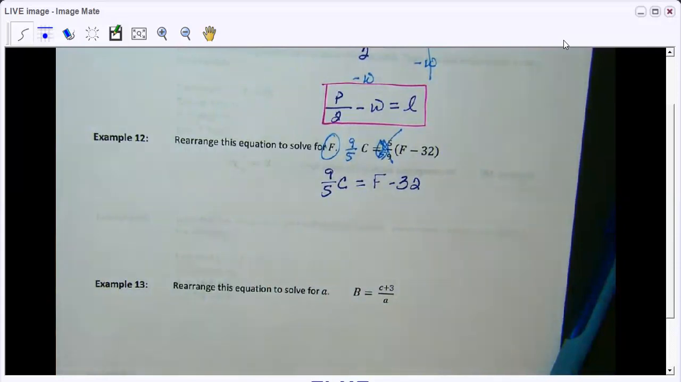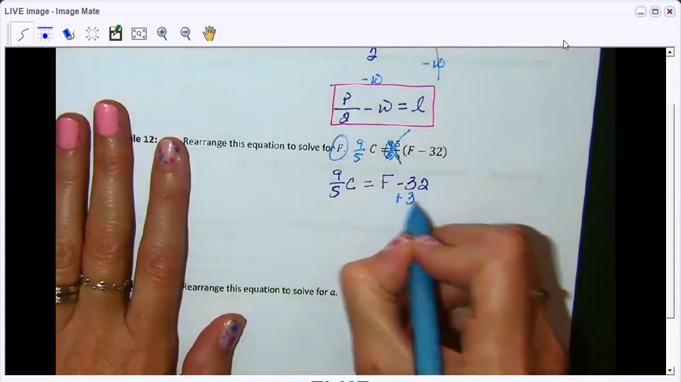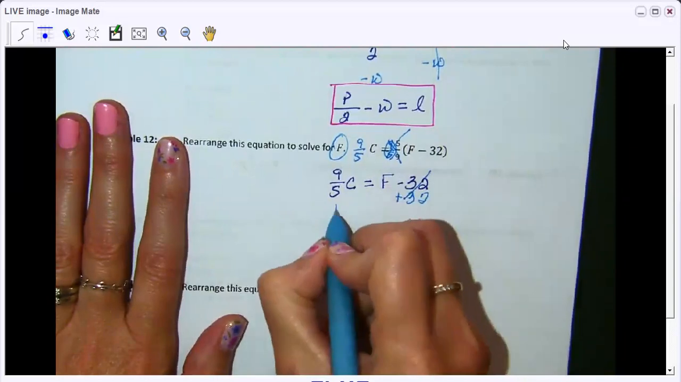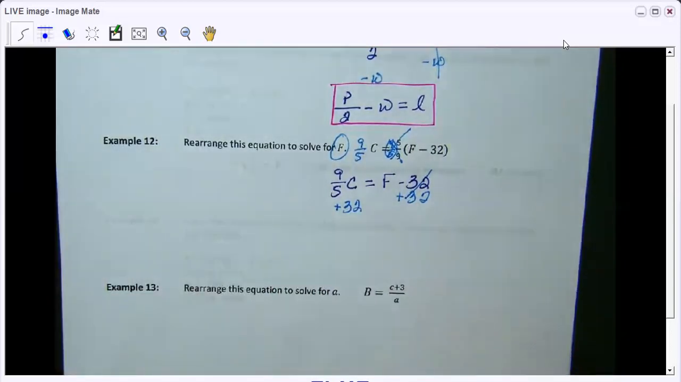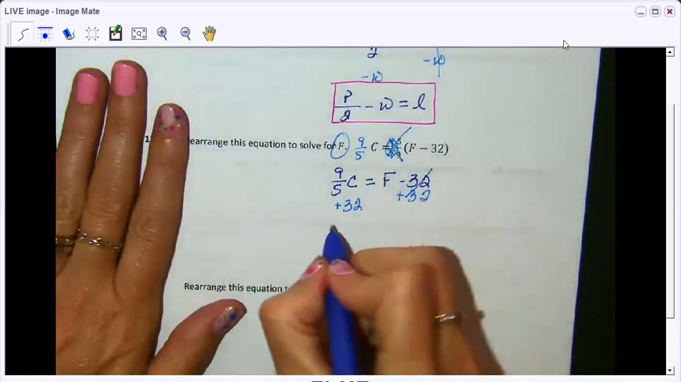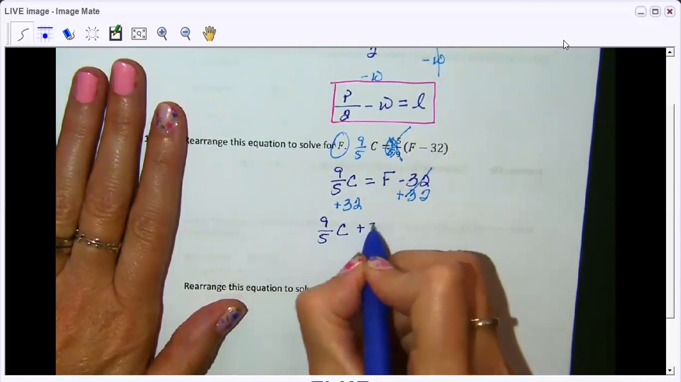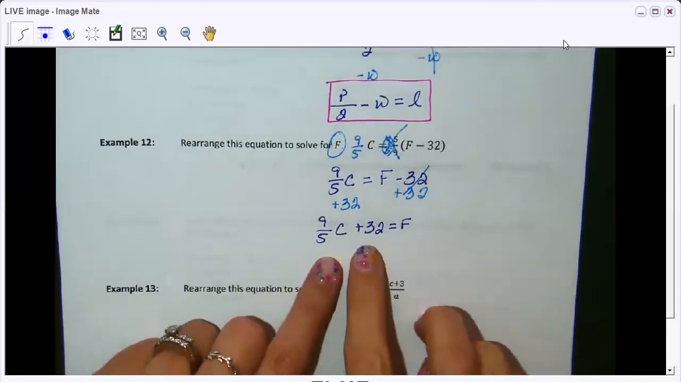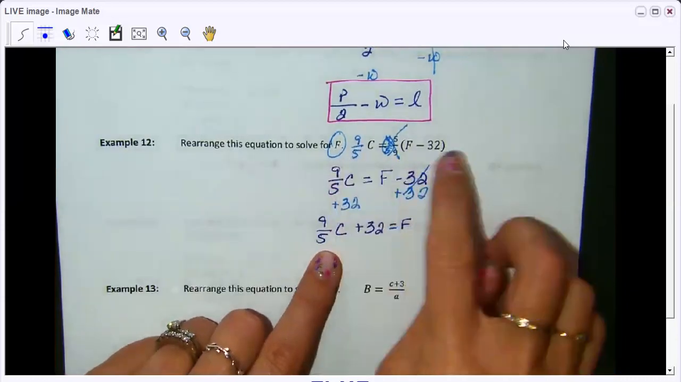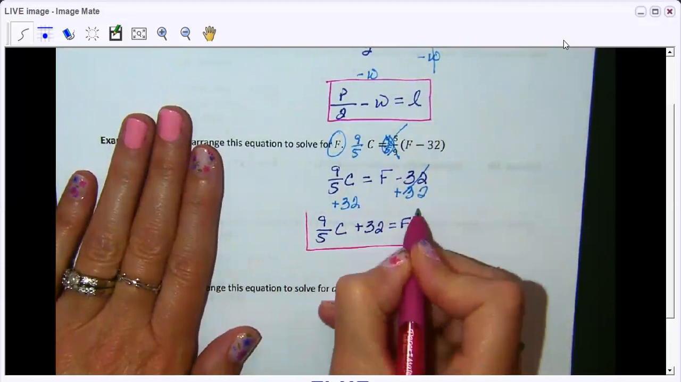Do you guys know what C and F stand for in this equation? Celsius and Fahrenheit. Oh my word. Okay, 9/5 C plus 32 equals F. So this is the Fahrenheit equation. This up here that we started with was Celsius. So we just converted from Fahrenheit to Celsius.